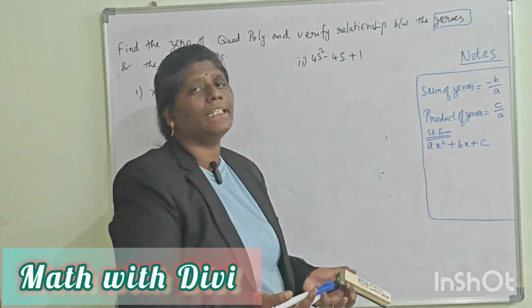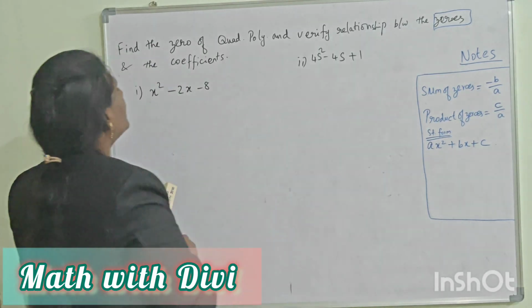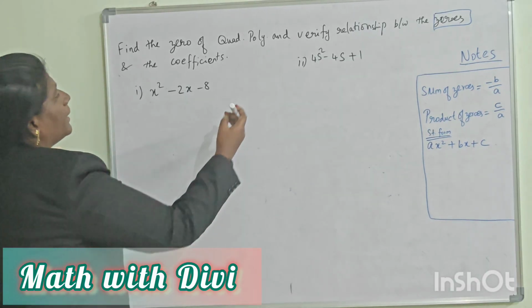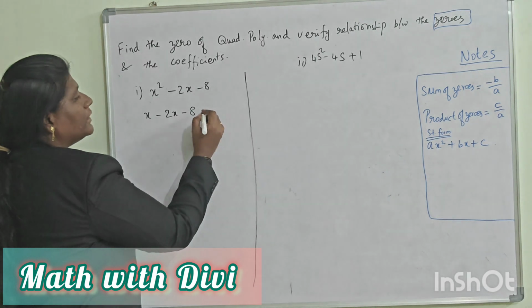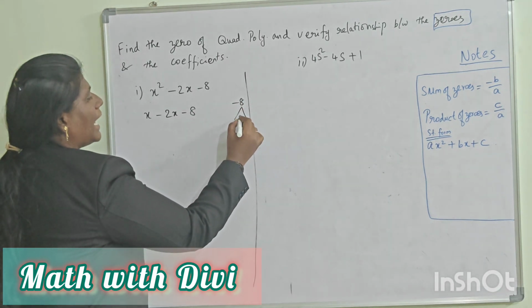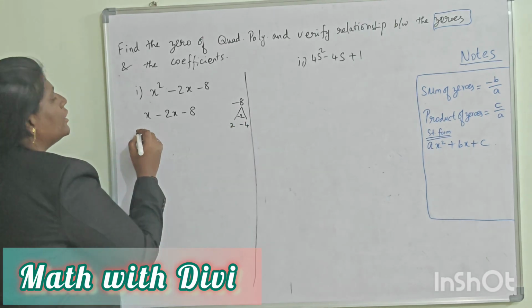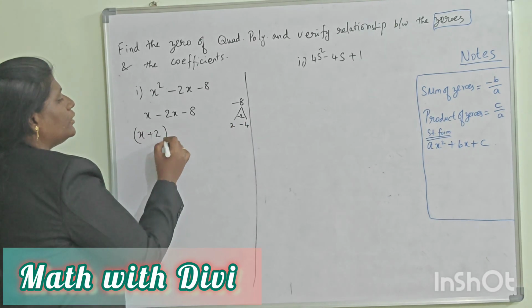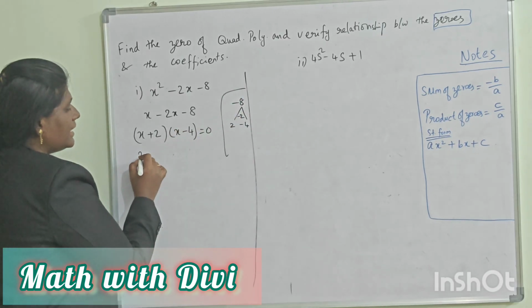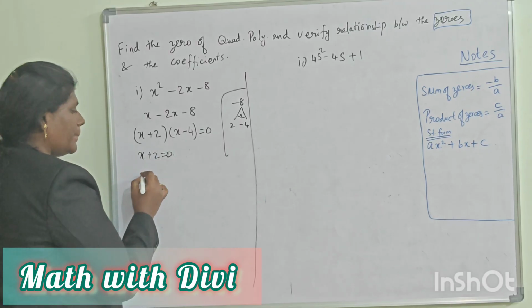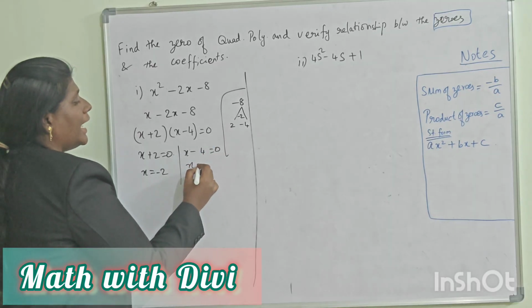So, this is the relation. Understand? Okay, let me check in the sum. As we know, I am taking this x square minus 2x minus 8. So, multiply means minus 8, add means minus 2. So, we have chosen 2 and 4, where 4 is minus, right? So, x plus 2 into x minus 4 is equal to 0. So, x plus 2 equal to 0 means x is equal to minus 2. x minus 4 is equal to 0 means x is equal to 4.